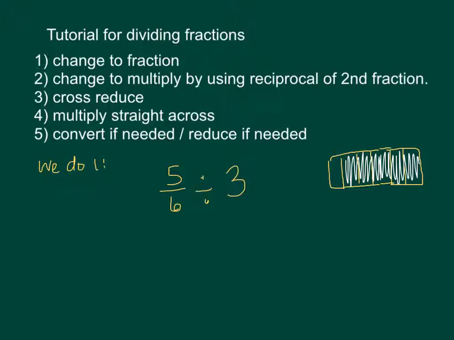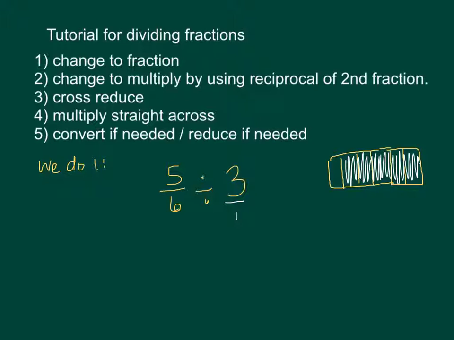So the answer is going to be a fraction, obviously, because we're not getting a whole candy bar, are we? We're just getting a little bit of it. So we're going to find out how much we're going to get. So step 1 says, change everything to a fraction. Well, 5/6 is already a fraction, but this is not. I can very easily make it a fraction by putting a 1 under it.